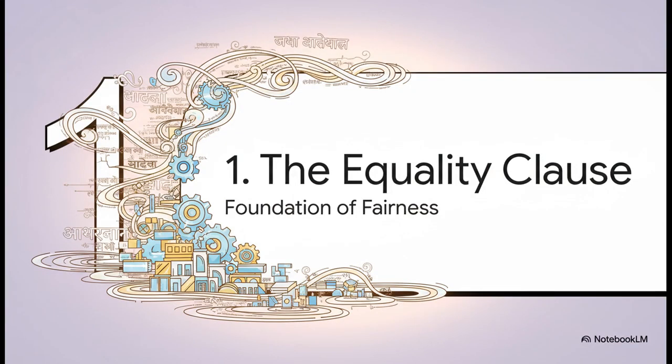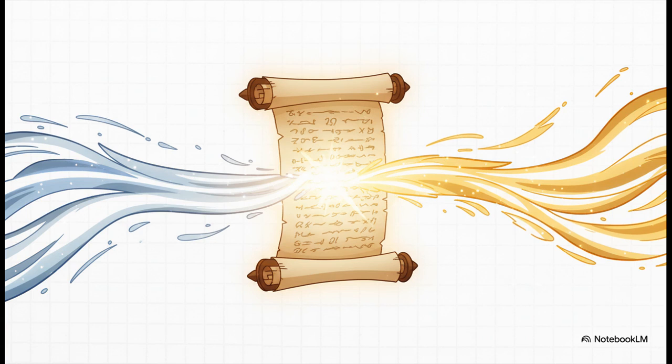Okay, rule number 1 in law, and I want you to remember this. You always start with the text, the precise, specific words. This is our foundation. Everything, and I mean everything we're going to discuss today, is built right on top of this single sentence. And here it is, Article 14. The state shall not deny to any person equality before the law or the equal protection of the laws within the territory of India.